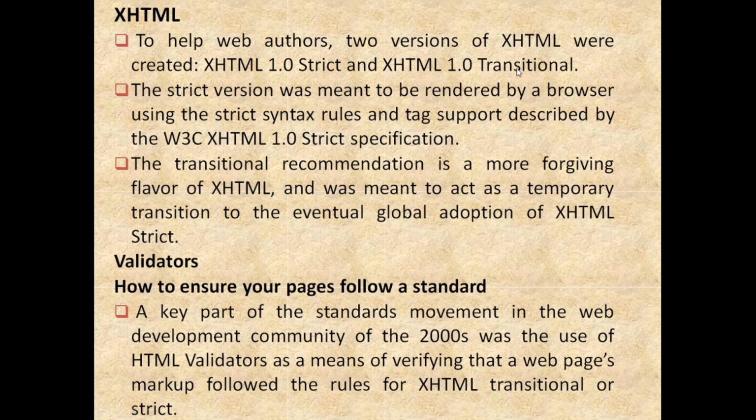Now, what is XHTML 1.0 transitional? The transitional recommendation is a more forgiving flavor of XHTML and was meant to act as a temporary transition to the eventual global adoption of XHTML strict. That means with 1.0 transitional, you need not strictly follow the syntax rules. It is good if you follow them, but if by mistake you have not followed the syntax rules, it was lenient enough and would not show any error. So this was the more forgiving flavor. This version is very strict, and this version is not very strict.